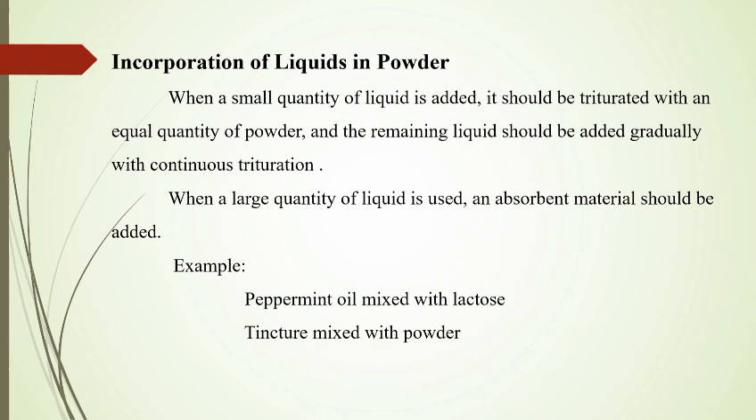Next, we are going to see about powders containing liquids, or incorporation of liquids in powders. Some prescriptions may contain liquid drugs along with powders. There are two types of methods usually involved in dispensing of powders containing liquids. First one is, if the liquid quantity is small, triturate the liquid with an equal quantity of powder and add the remaining powder gradually. And next is, if the liquid quantity is large, add suitable absorbents like kaolin or magnesium oxide with that of the powders.